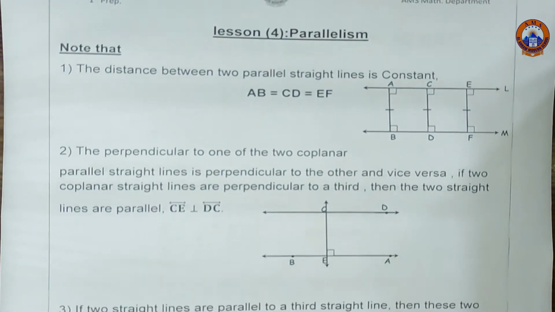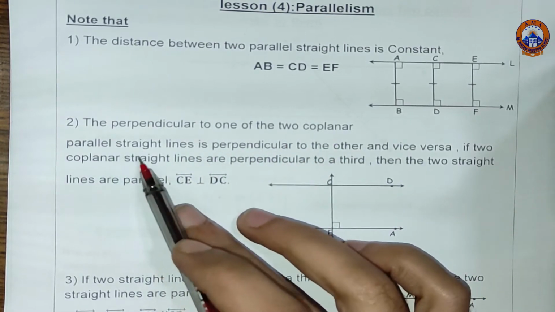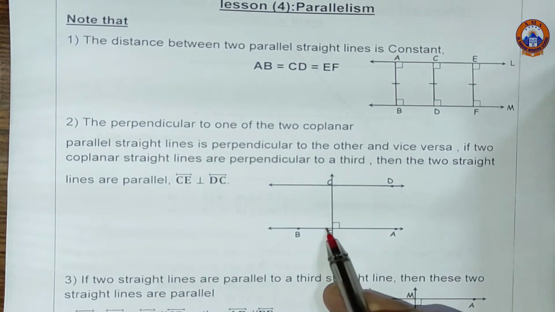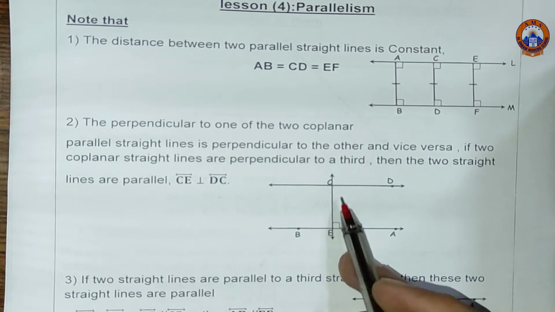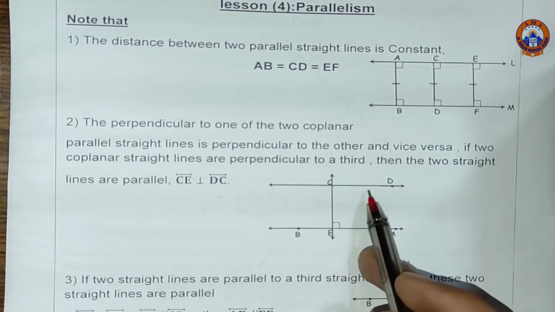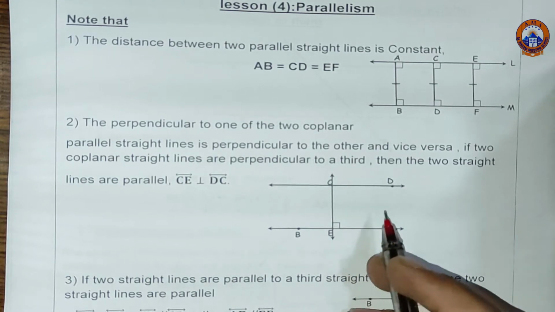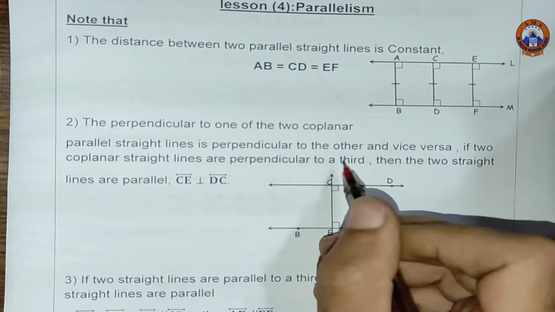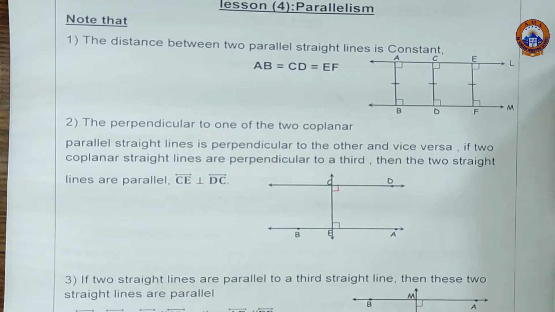Note number 2. The perpendicular to one of two coplanar parallel straight lines is perpendicular to the other. So if there is a straight line parallel to AB and AB is parallel to CD, then EC is also perpendicular to DC. So if it is perpendicular to one of two parallel straight lines, it will be perpendicular to the other straight line. So as we said, CE is perpendicular to DC.